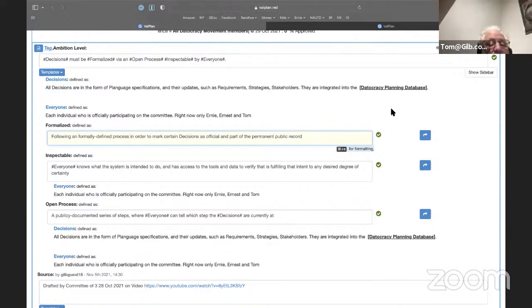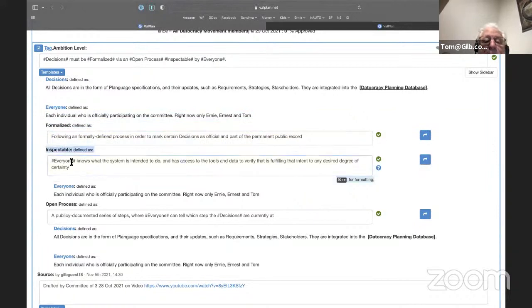Okay, anyway, "inspectable." I've written a book called Software Inspection of 500 pages, so this is one of my favorite words. "Everyone knows what the system is intended to do, has access..." Now, it strikes me that that first phrase is not a definition of inspectable. It's a definition of intelligibility of intent. Inspectable means it is possible to inspect, and inspection usually means quality control against a certain standard. So I'm not happy with the correspondence between the word inspectable and even the first phrase there.